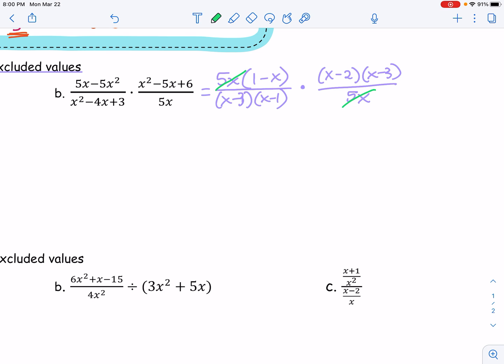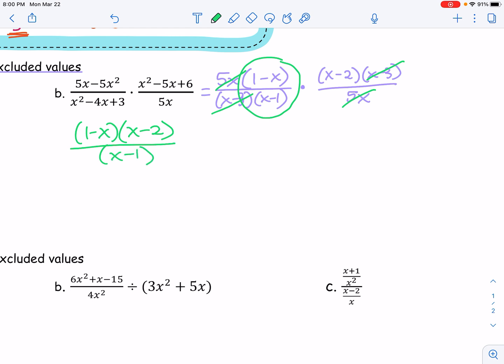Cancels out. Cancels out. These do not cancel because really the numerator is technically saying negative x plus 1. So we need to be careful there. Those do not cancel. So now we're just left with the 1 minus x, the x minus 2 over x minus 1. Now we have to list our excluded values.